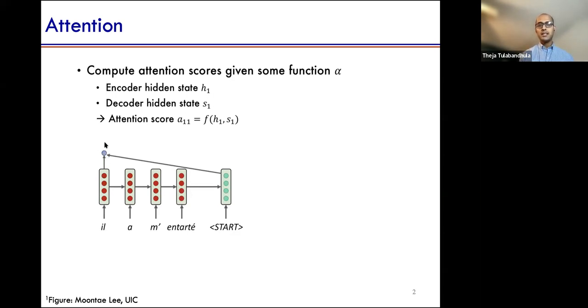That's represented here in the blue dot. That number is called an attention score. Here we're representing it as A subscript 11, just to show that A11 was produced using the first hidden vector on the encoder side and the first hidden vector on the decoder side. That's why it's 11 here. This function f, we're going to talk about later. There's some fixed function.